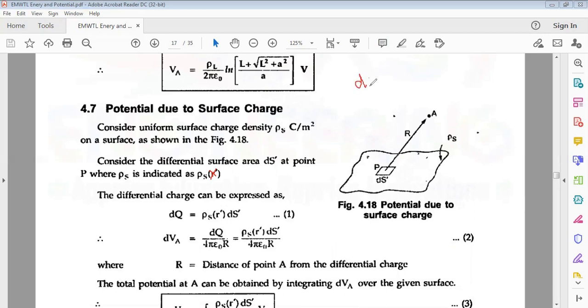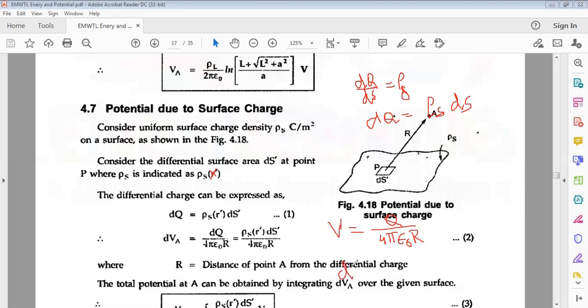What is dq by dS? It is equal to rho S. The charge density is the ratio of the change of charge with respect to the surface, so dq is equal to rho S into dS. Now, what is the potential at the point P due to a point charge? It is q by 4 pi epsilon naught R.